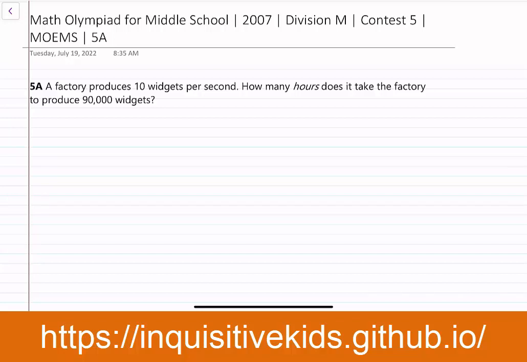5a. A factory produces 10 widgets per second. How many hours does it take to produce 90,000 widgets?